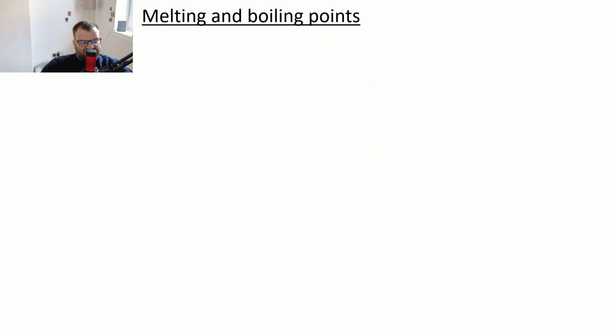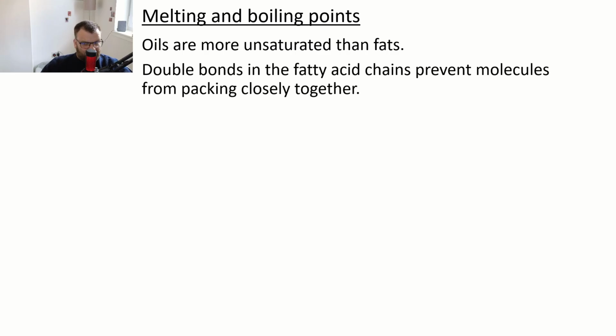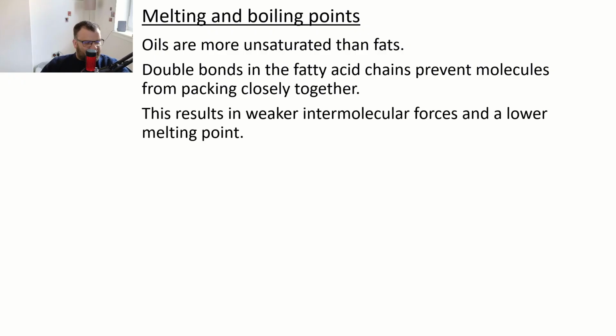And unsaturation is important when trying to explain the melting and boiling points of fats and oils. Oils will tend to be more unsaturated. This means they have more carbon-to-carbon double bonds. Those carbon-to-carbon double bonds prevent the molecules from packing closely together, and this means there are going to be weaker intermolecular forces. It's going to be a lower melting point and more likely to be a liquid.